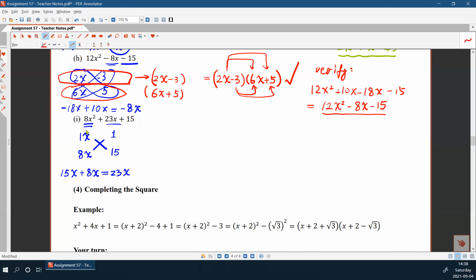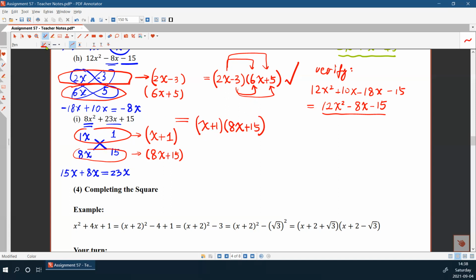And first row corresponds to the first factor, which is x plus 1, right? If it is 1 here, usually we will not write the 1 here. So it's just x plus 1. So next, the second row corresponds to the second factor, which is 8x plus 15, right? Okay, so the original expression is factored to x plus 1 times 8x plus 15.